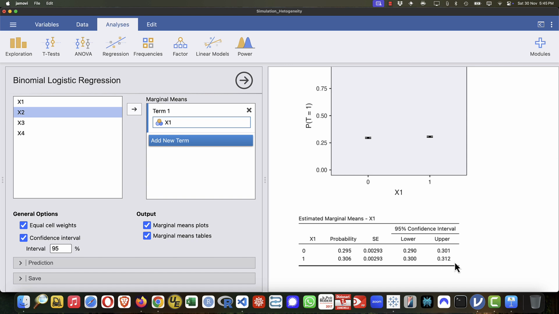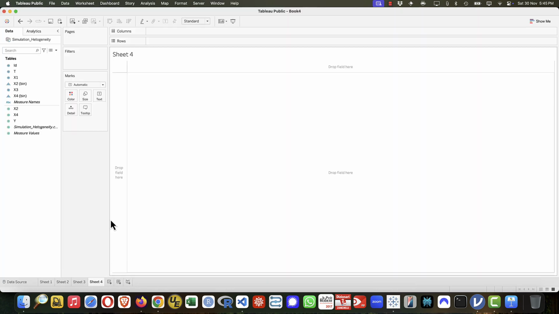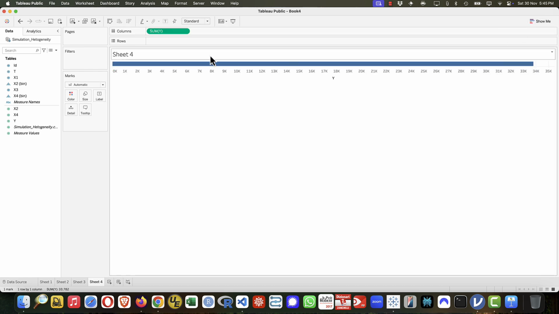Okay, second, we want to establish whether the experiment worked. Whether the treatment works. How do we do that? We get the distribution of y. First, we're going to do it in Tableau, and then we're going to move to Jamovi. Okay, y. Let's do a graph, a bar graph.